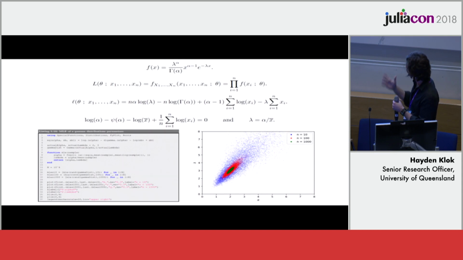And what we observe here is that as the sample sizes grow, the distribution of the MLE asymptotically converges to that of a multivariate normal distribution, and that's exactly what we see here in the green dots here.